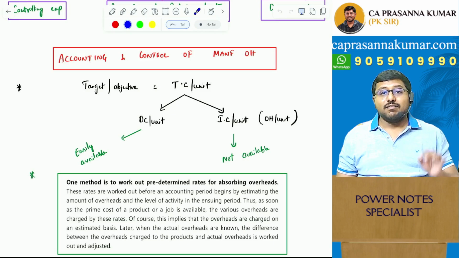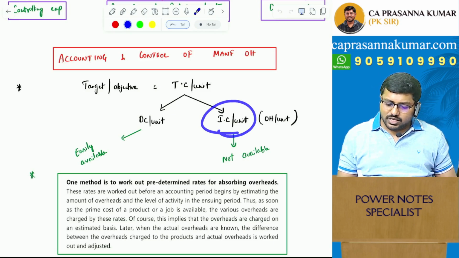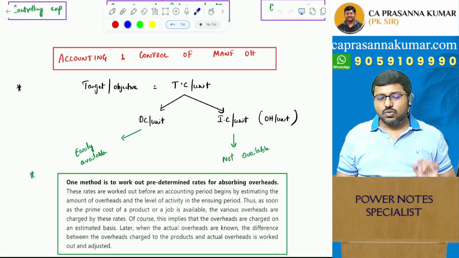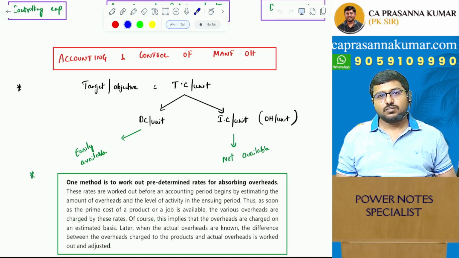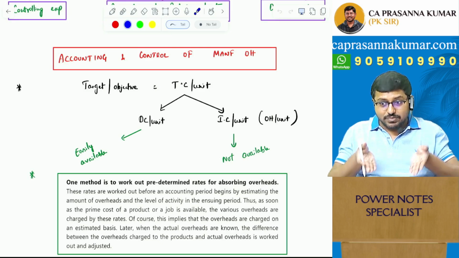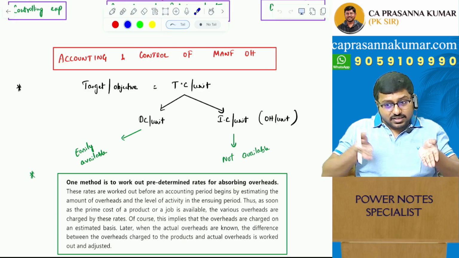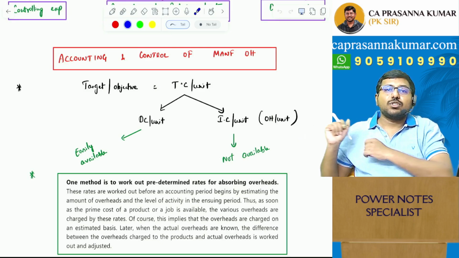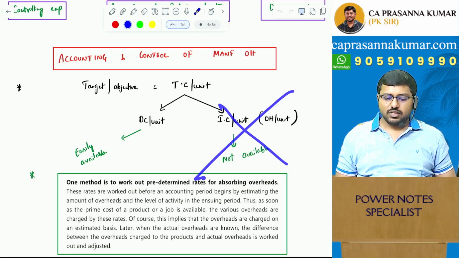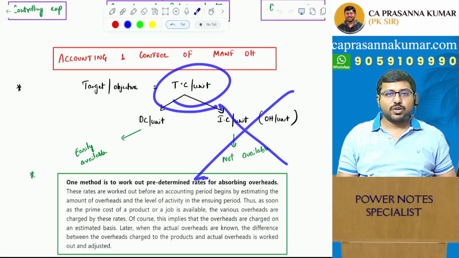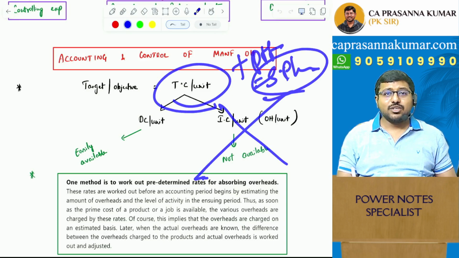Whereas, when it comes to indirect cost per unit, which is nothing but overheads, the moment it is incurred, you can't calculate what the overhead cost per unit is. For that only we are studying this big chapter. Ultimately, at the end of the chapter, we will be able to find out what the overhead cost per unit is. You understand the point? So, if you don't know the overhead cost per unit, then you can't calculate total cost per unit. Then you can't add profit margin. Then you can't fix your selling price. Then you can't do your business.